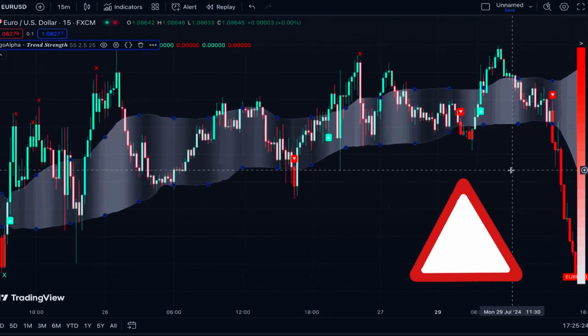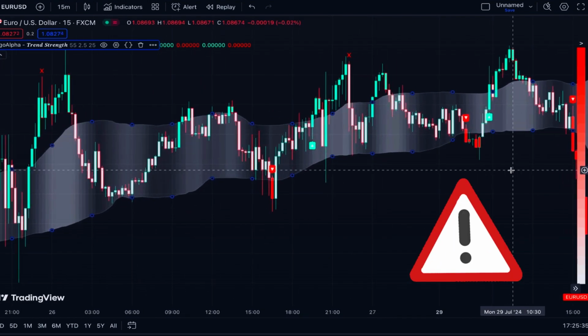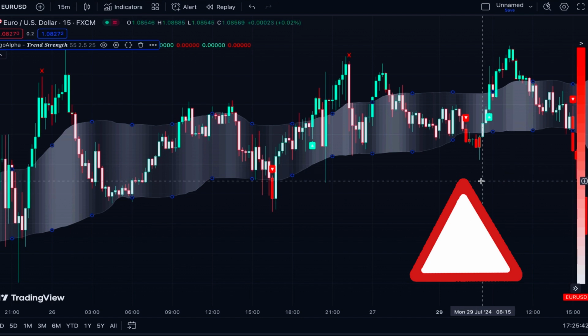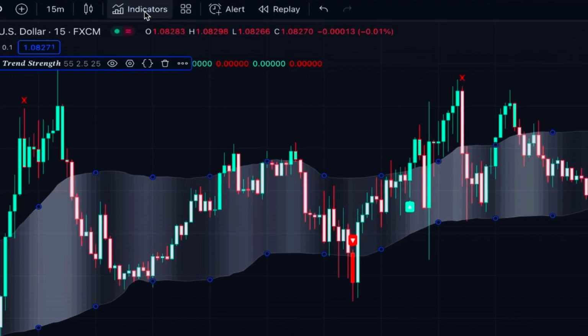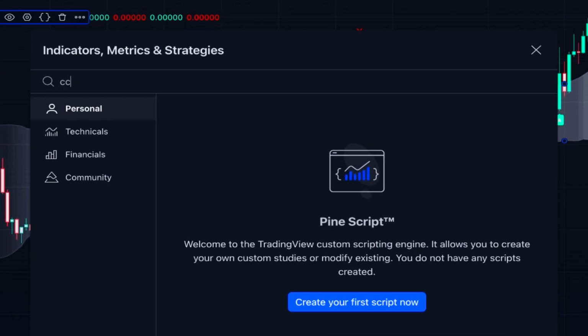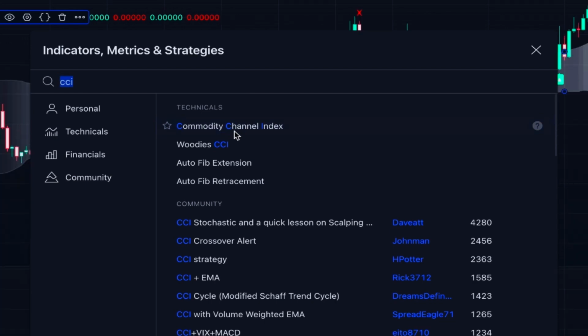But this is not enough, and we need another layer of filtration that can help us to further remove these kinds of signals that are just showing very short-term movement of the market. So here again we click on indicators and we search CCI, this one, commodity channel index, and we need to change the settings of this indicator.